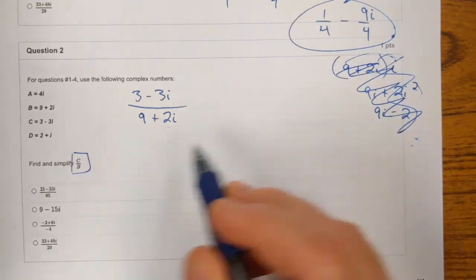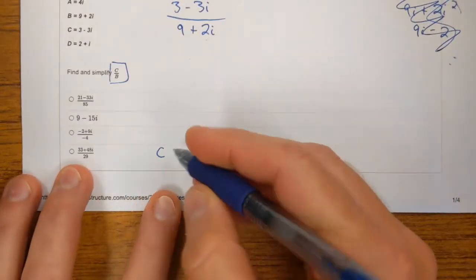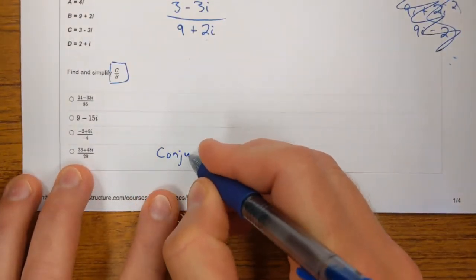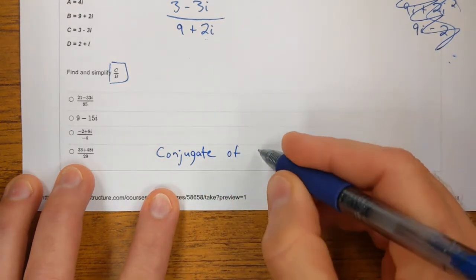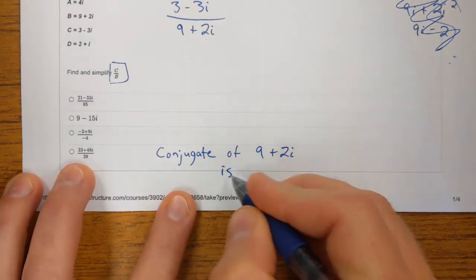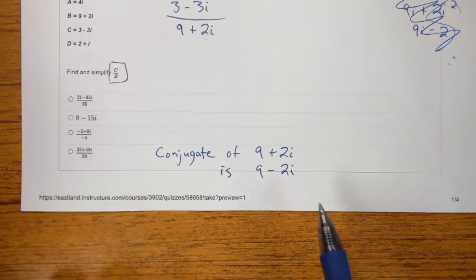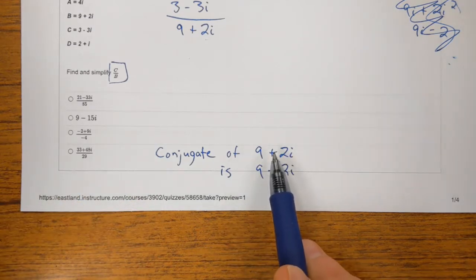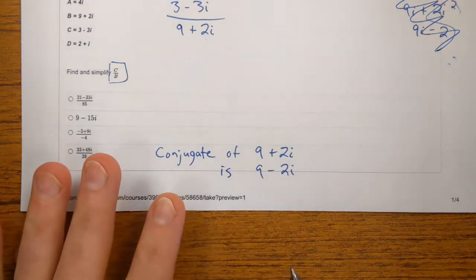What we're going to do instead is I want to introduce you to a term called the conjugate. Let me write this down here as a note. The conjugate of 9 plus 2i is 9 minus 2i. All we did is change the plus sign to a minus sign. We're really just taking the opposite sign of what we see here. This is a plus sign, we make it a minus sign. And here's the beauty of a conjugate.